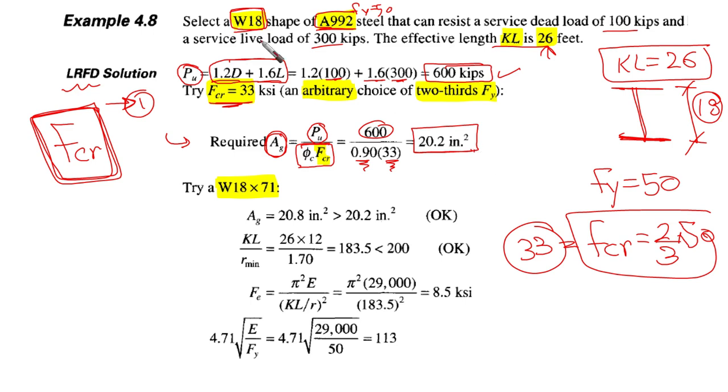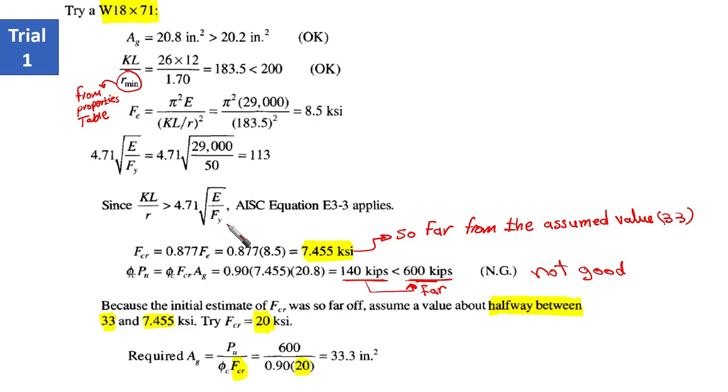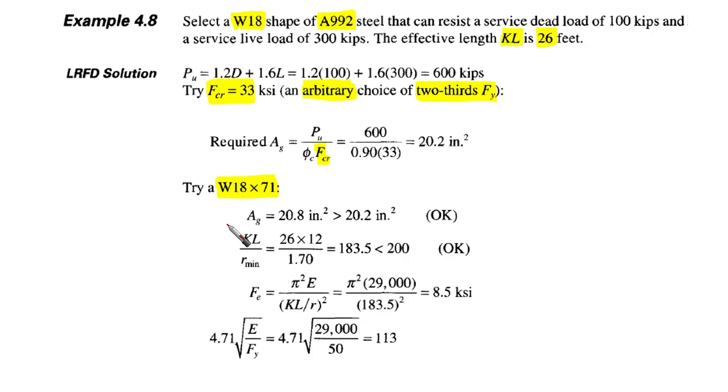We're going to the table with W18 and try to find any shape that is exceeding this 20. If you go to the table, you are going to find that W18 by 71 is going to give you area gross equal to 20.8, which is slightly larger than the required area gross. Please go to the manual now. Stop the video and go and check this value.